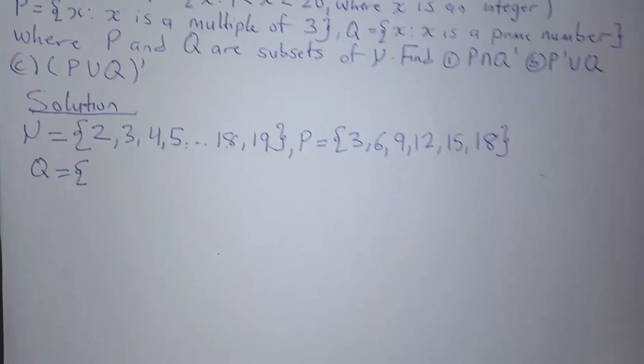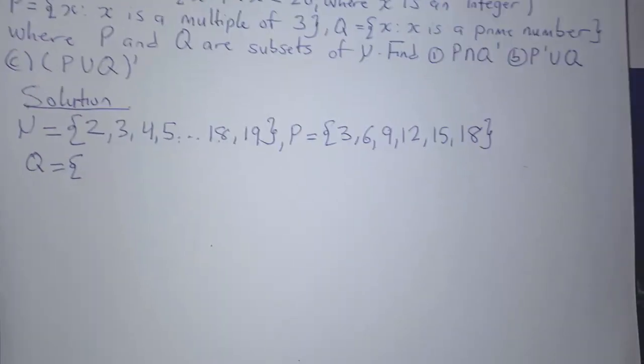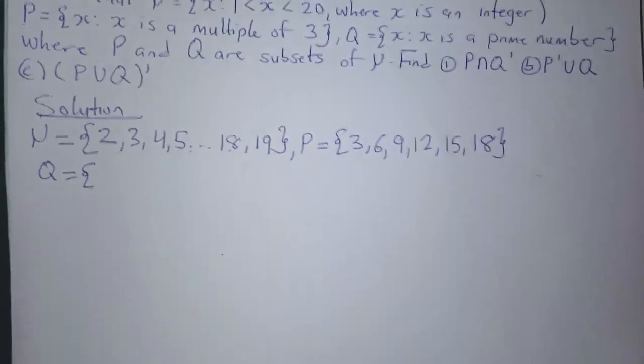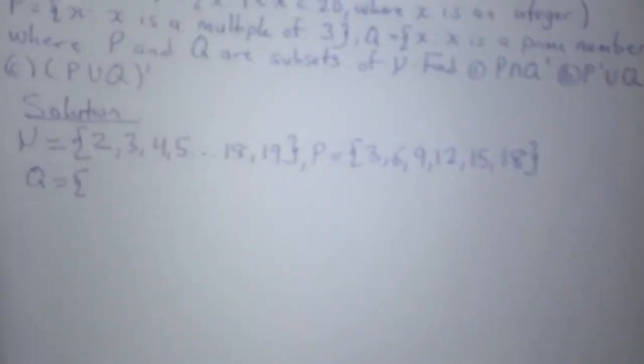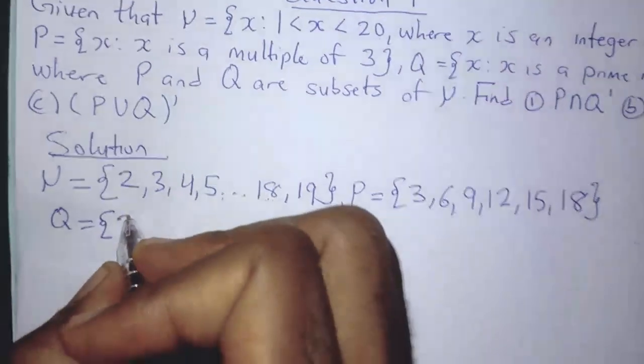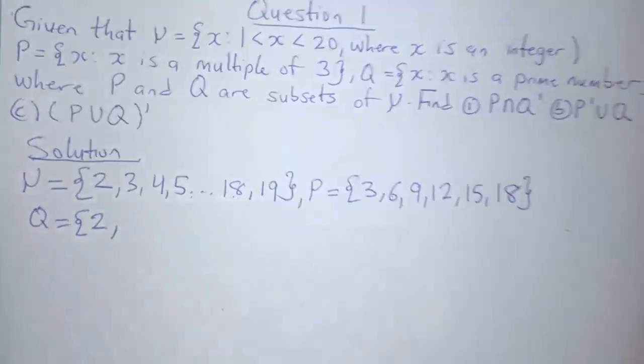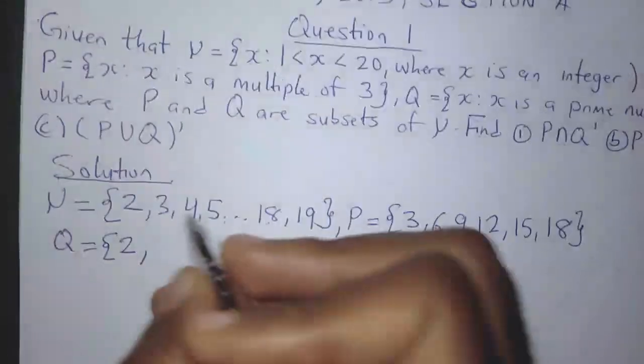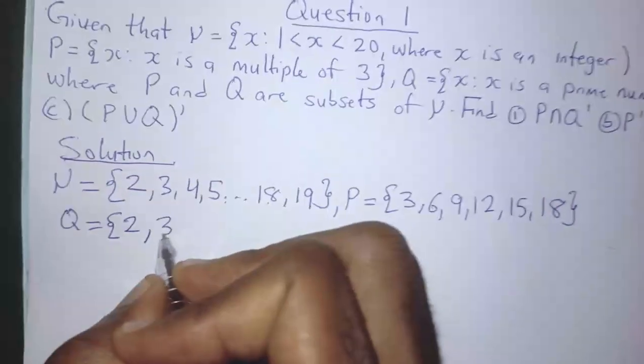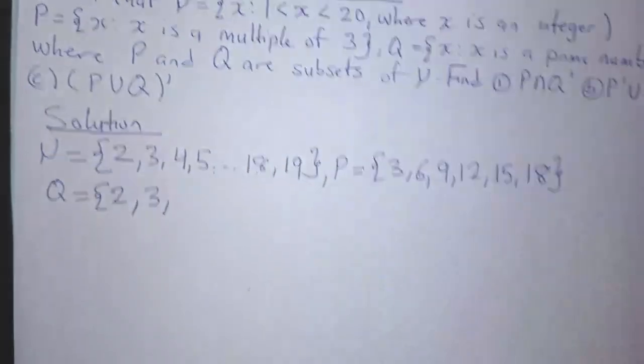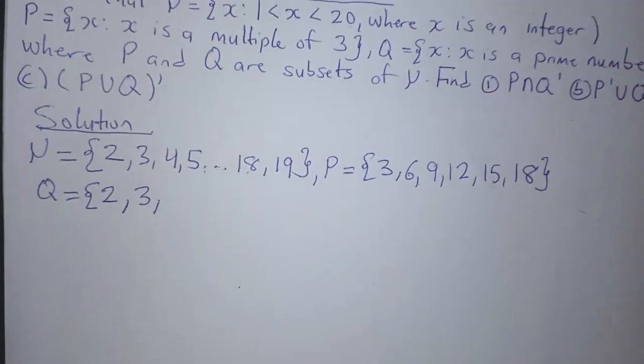Why is 1 not? There's a difference between prime numbers and even and odd numbers. That is just what you have to take note of here. So the first prime number we have here is 2, because 2 has only two factors, 1 and itself. 3 is also a prime number. 4 is not a prime number because the factors of 4 are more than 2.